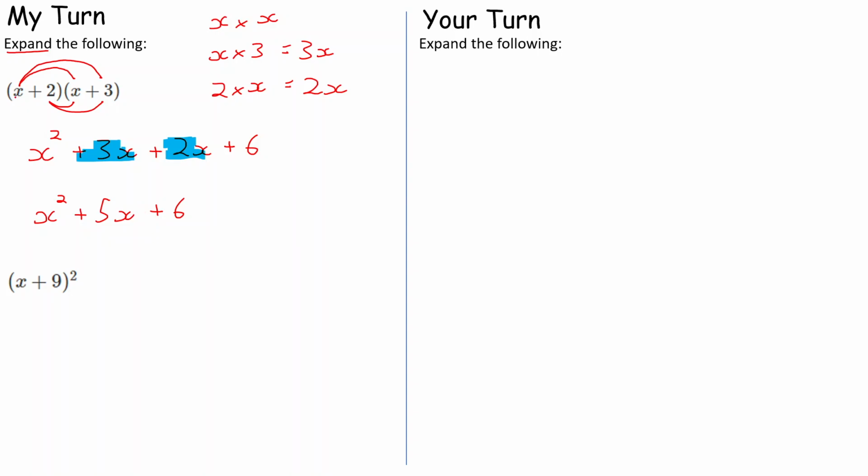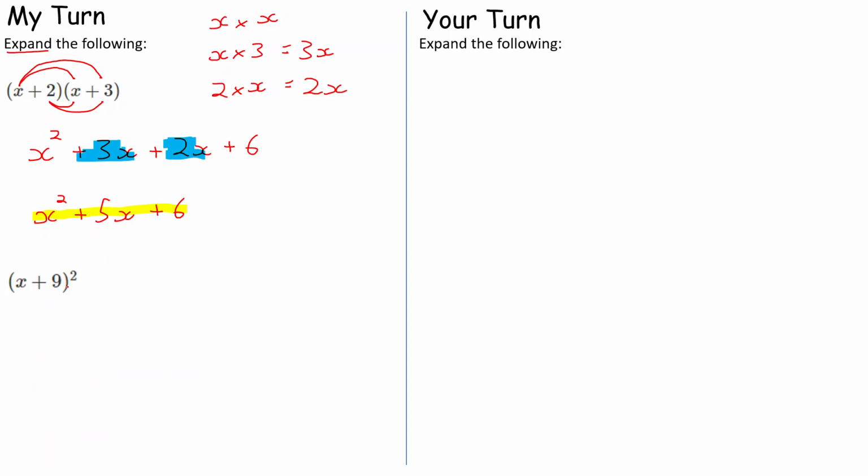So these brackets here, x plus 2 times by x plus 3, means exactly the same thing as x squared plus 5x plus 6. And this is the answer. Let's just highlight that to make sure that we know that this is definitely the final answer. Okay, fantastic. The second example, we've got x plus 9 all squared.